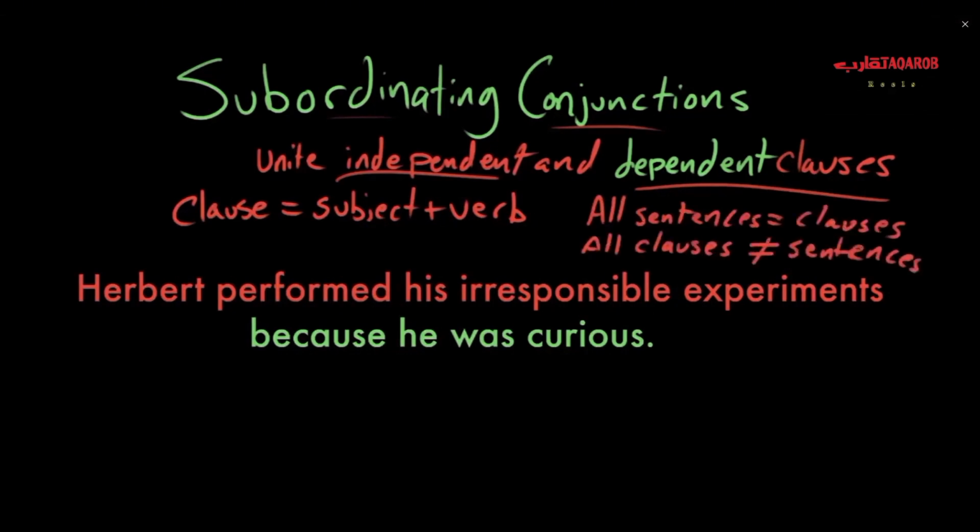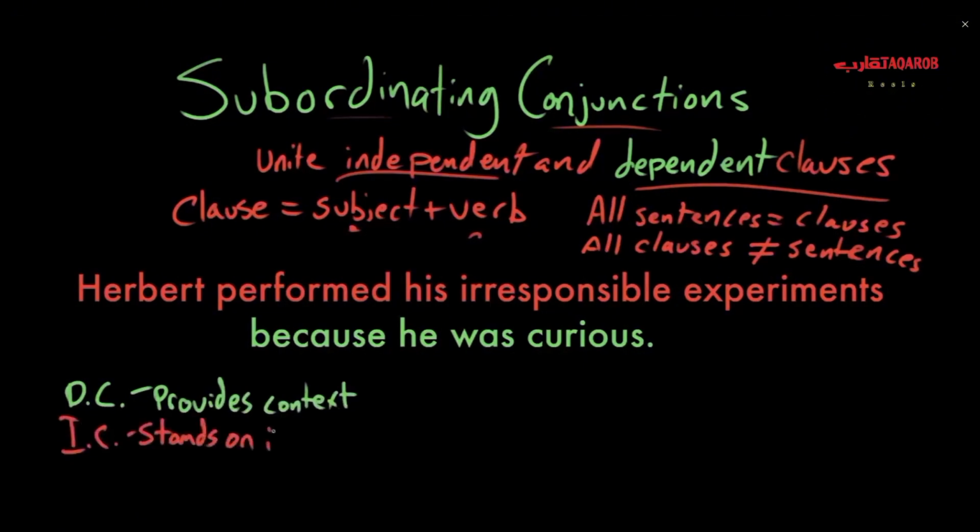It's possible to have something that has both a subject and a verb that doesn't stand on its own, and that's a dependent clause. We'd call that a sentence fragment. What a dependent clause does is provide extra information that isn't necessary to the understanding of the sentence. But an independent clause has to be able to stand on its own.